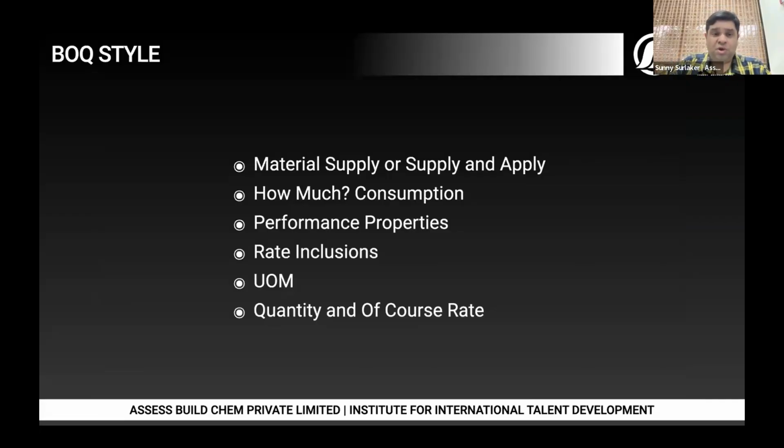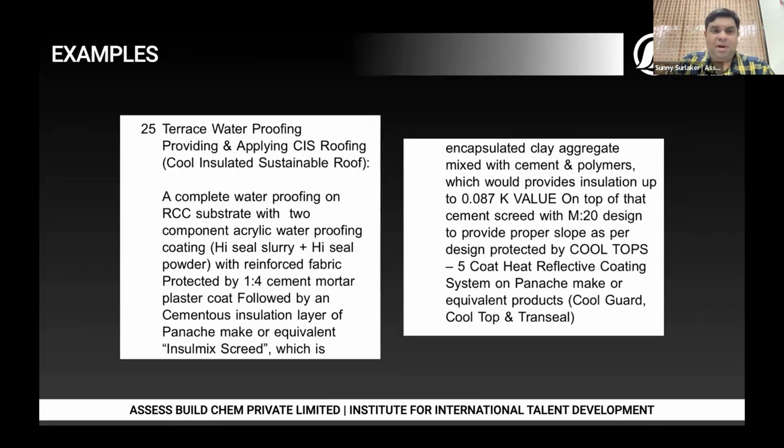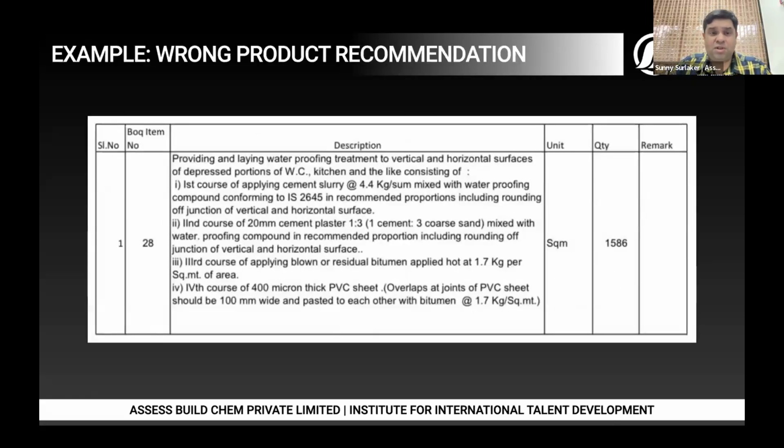Like most standards, I'll show you a few examples, they don't really talk about it. Performance properties of the materials, rate inclusions, unit of measurement. For example, a specification like this only talks, in general, about applying something with a 1:4 cement mortar. It's very ambiguous. It's not telling you how much to apply or what weight you have to use. It gives you some odd value somewhere, and says to put a 5-coat heat reflective coating. But what should be the consumption? What are the properties of the material? It doesn't talk about that.